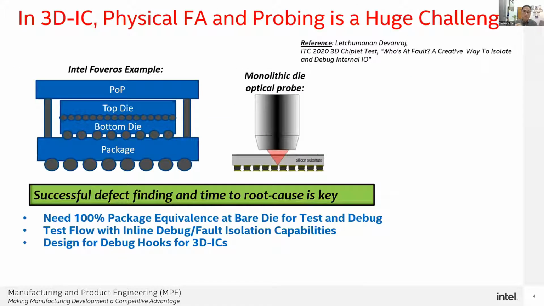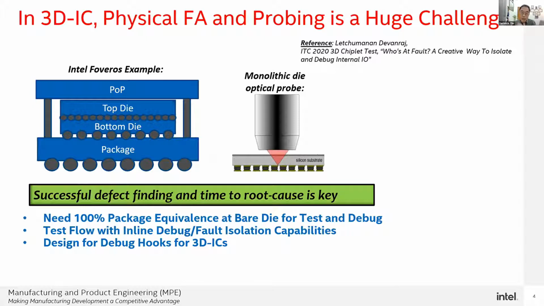Now, the first thing I would like to call out, in reference to last year's ITC paper that we published: when you take, for example, an Intel 4 role, where you have a top die and a bottom die, you're going to have a challenge in the physical FA and probing. Unlike monolithic, where you can directly do a physical debug on the silicon substrate, when you have an embedded, active interposer, you're going to have a challenge in terms of FA and probing. So it is important that successful defect finding and time to root cause is key. And we'll achieve that through three things, which we're going to talk about.